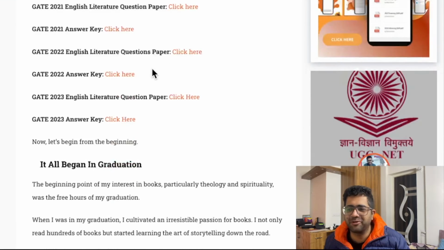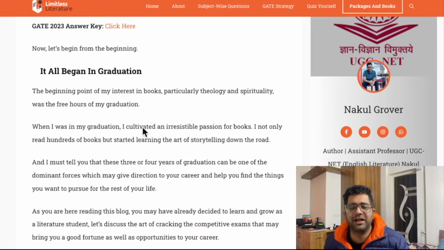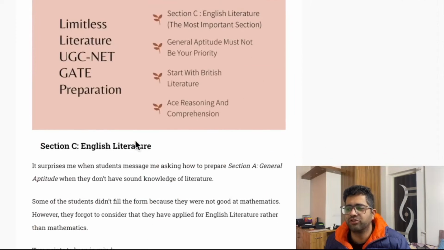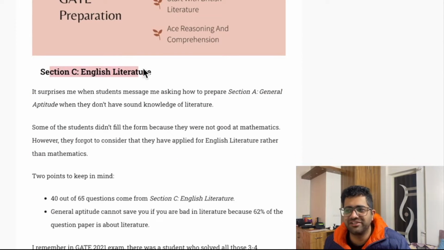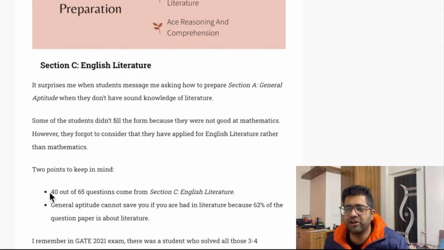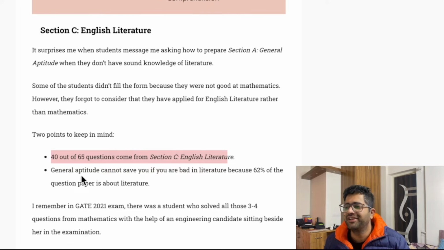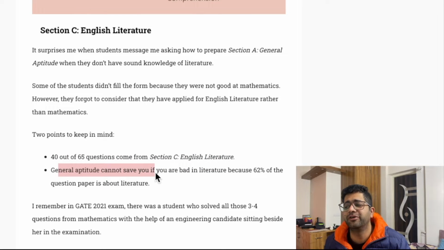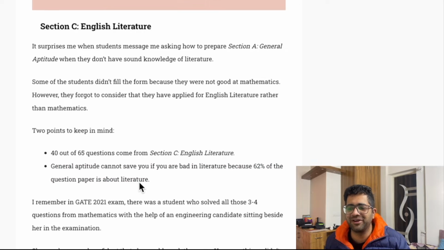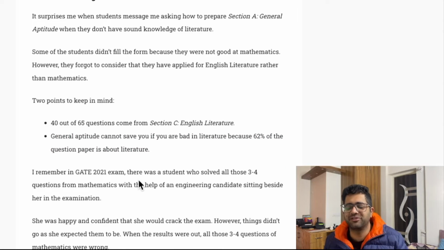Now let's get back to the discussion. This is again the experience that I have shared. You just simply scroll down. You have section C, English literature. 40 out of 65 questions will come from section C, English literature. General aptitude cannot save you if you are bad in literature, because 62% of the question paper is about literature. Remember these points, it's very important.